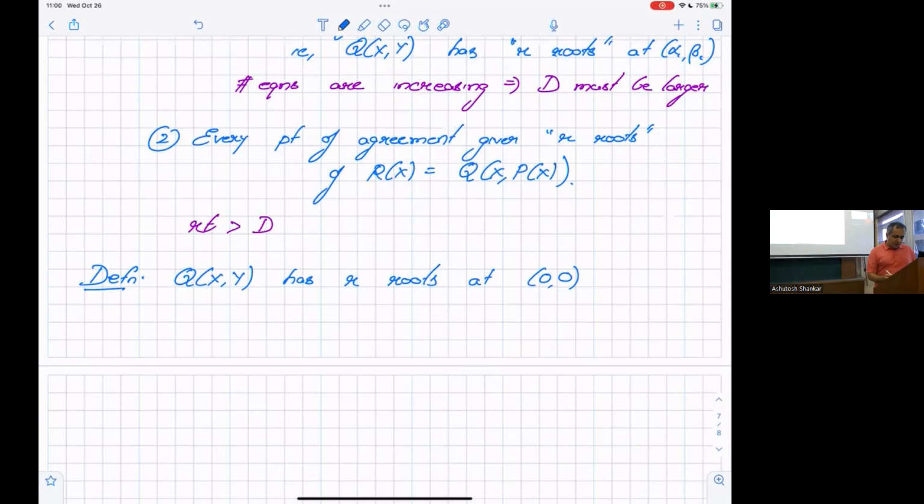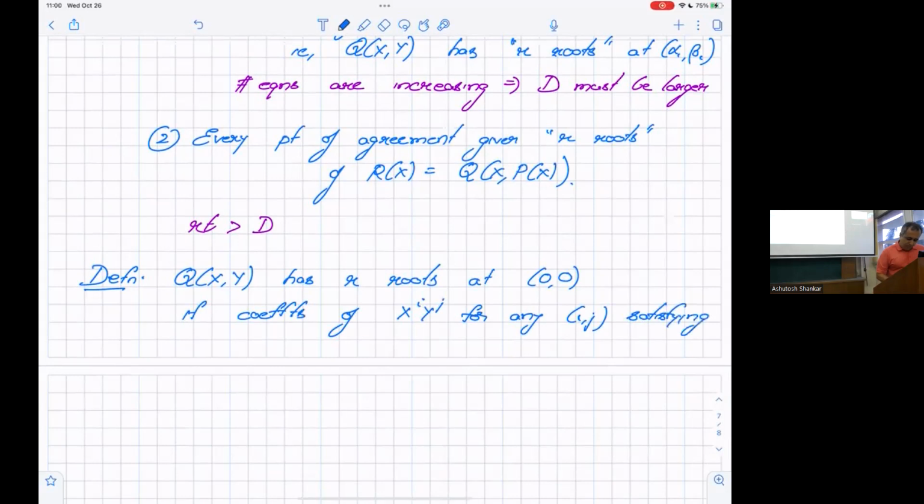So having R roots means the coefficients of x power i, y power j, for any i, j satisfying i plus j less than R, are 0. That's going to be my definition.